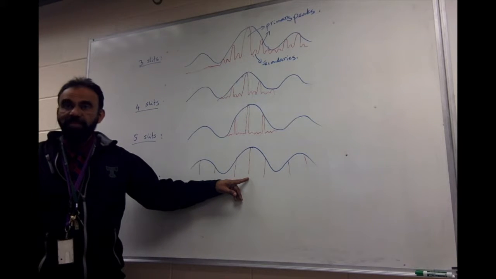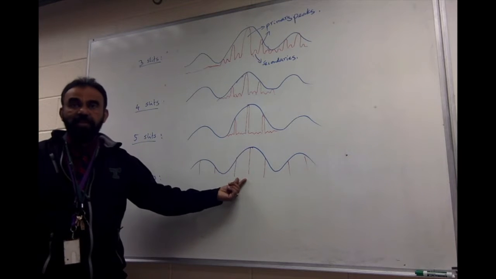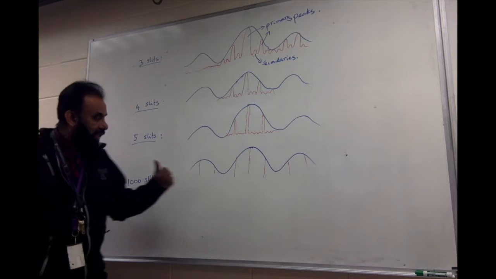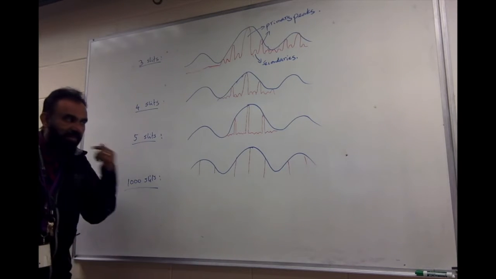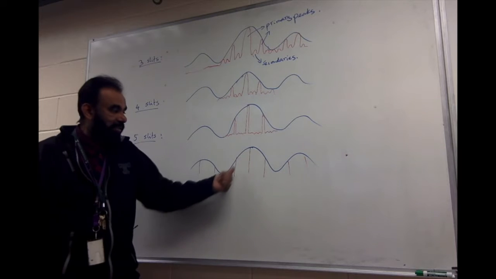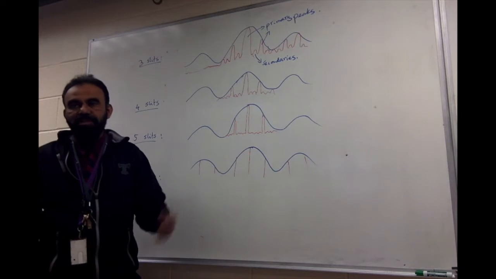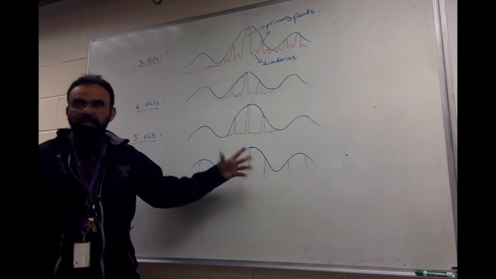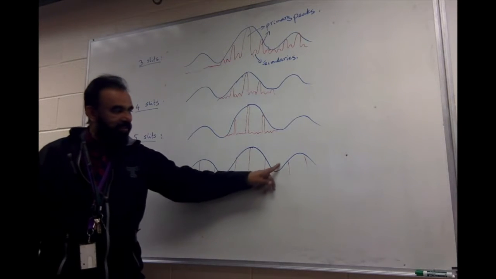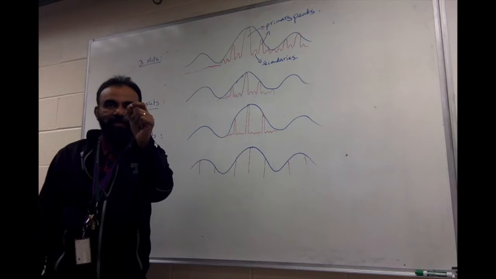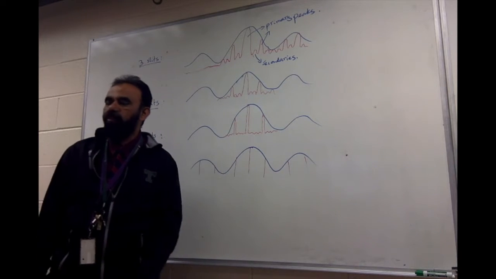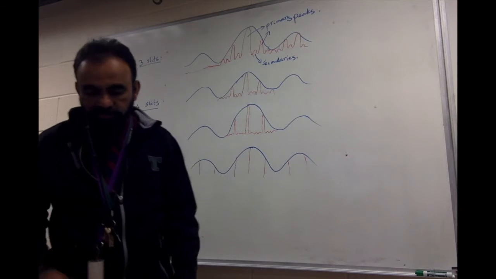Do you see what's happening? Where are the secondaries? They are there, but it's so weak that you cannot see it. So if you use 1,000 slits, then this is the consequence. You can see the primaries, but you won't see anything else. Even this blue line is not there. You won't see anything here. All you see is bright, bright again, bright, nothing else in between. It's just sharp.